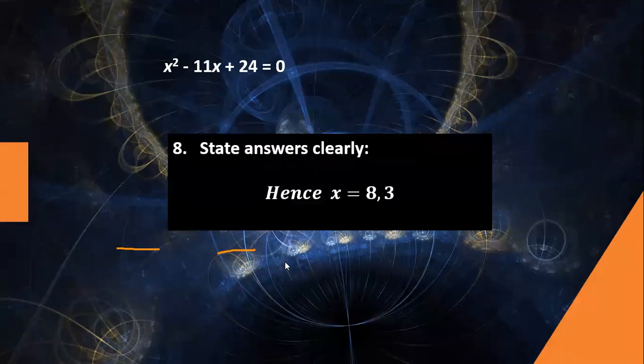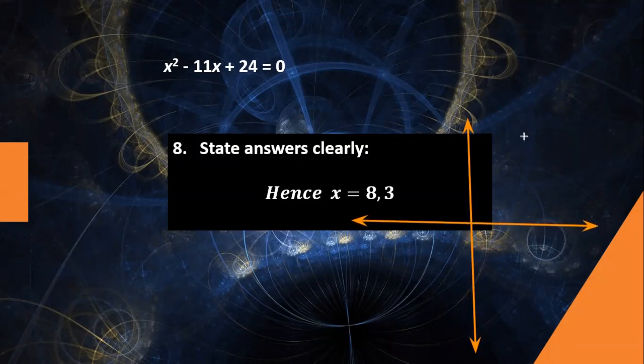Why is that so? Because the quadratic cuts the x-axis at 2 points. In our case, this will be 3 and this will be 8. All right, any questions here? Take a few minutes and look at it.